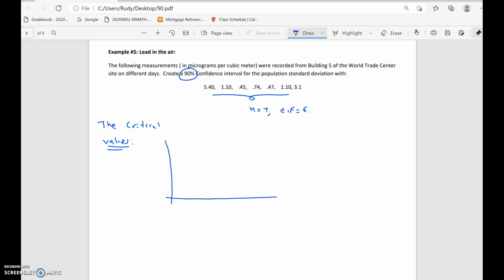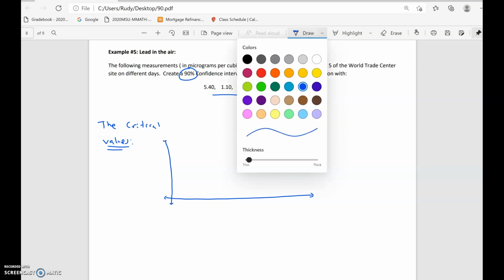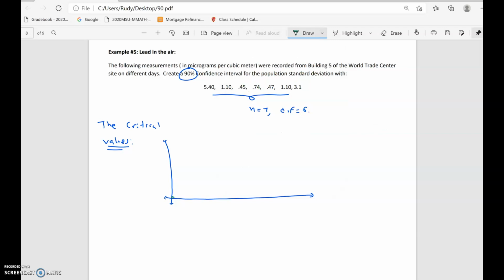With a small degree of freedom, this one is going to have the typical curve. They're not to scale, so this one is actually going to look like this. This is going to be our chi-square value on the right. This is our chi-square value on the left. So we're talking about C is equal to 0.90, alpha is equal to 0.10, and then alpha divided by 2 is 0.05.